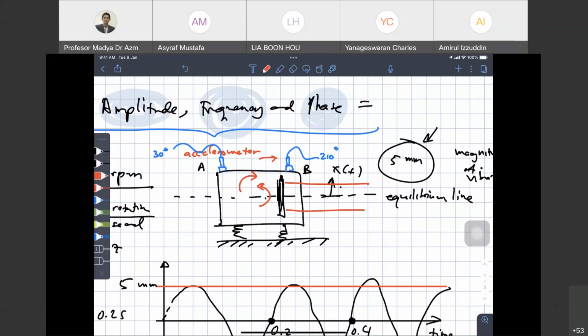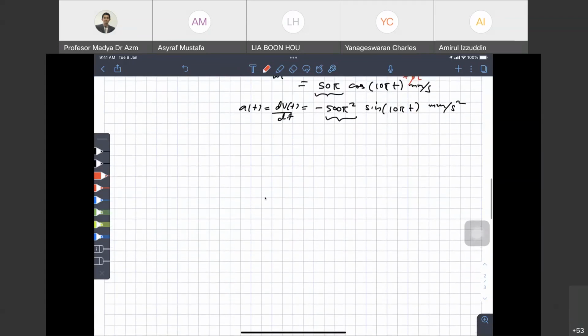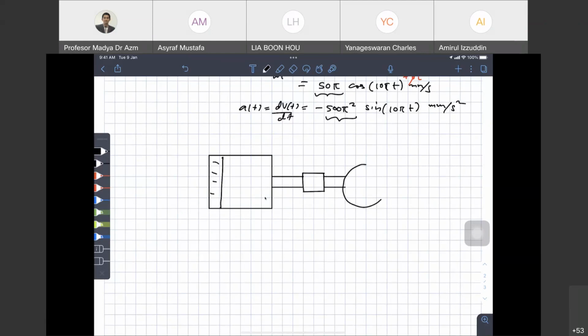Okay. So another application is to determine the condition of the coupling. So let's say here you have the motor. You have the motor to drive a pump. So you have the motor, and then you have here the coupling. And this one will go to the pump.